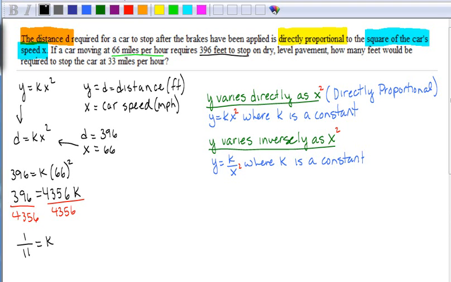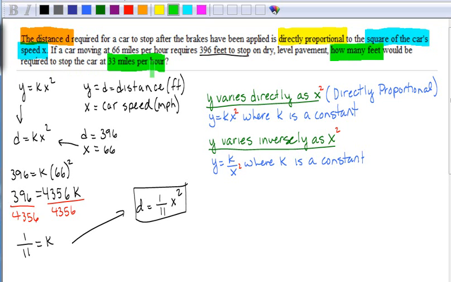So this gives us now a new formula. We have d is equal to 1/11 x squared. That is the formula. Now k is a constant, and it is going to remain no matter what values I plug in, and we can now use this formula to answer any question they give us. So let's go ahead and do that by looking at the second part of that second sentence. It asks for how many feet are required to stop the car at 33 miles per hour.